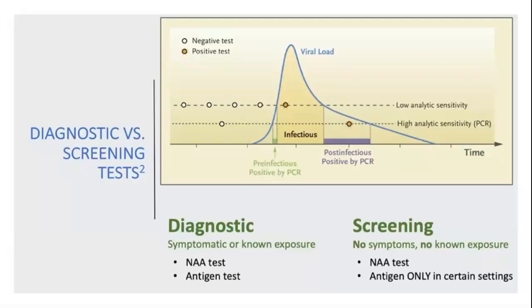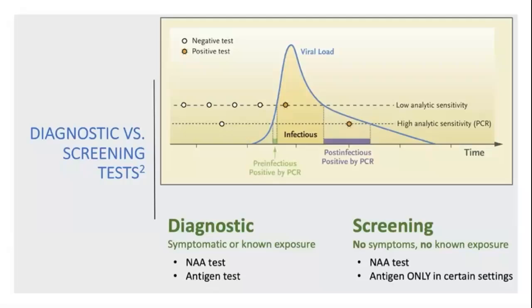The NAA test can be so sensitive that they may detect viral RNA even when this individual is in the post-infectious phase, and that is that purple bar right above the x-axis. Okay, I'm going to hand this back over to Megan Hahn, and she will talk about serology.